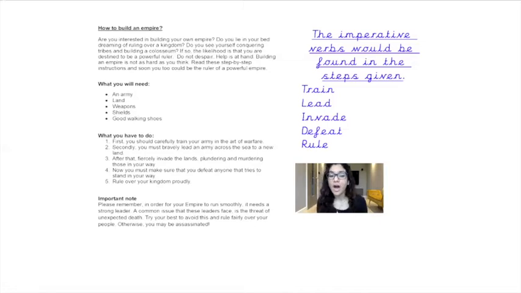Number 3, after that, fiercely invade the land, plundering and murdering those in your way. Invade would be the imperative verb. Number 4, now you must make sure that you defeat anyone that tries to stand in your way. Defeat would be the imperative verb. And finally, number 5, rule over your kingdom proudly. So rule would be the imperative verb there. So that is where you would find those verbs. It would be in the steps of your instruction writing.